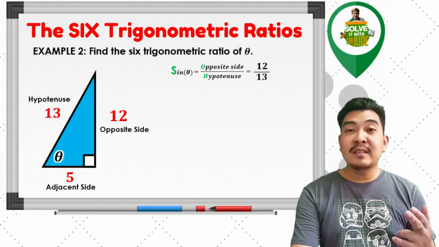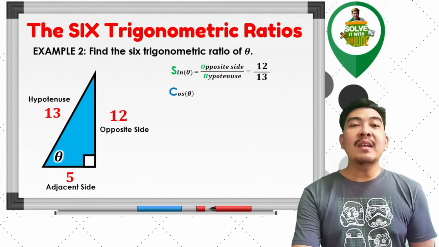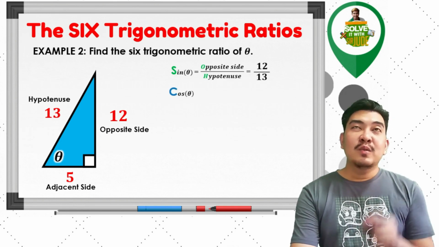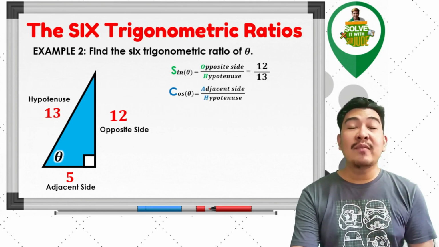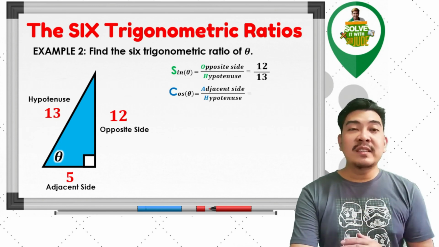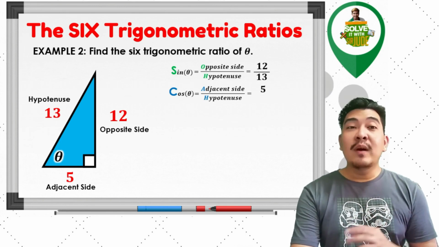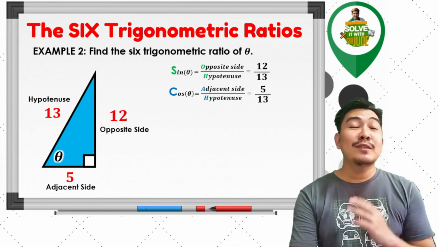Since we have 12 as the opposite side and the hypotenuse is 13 units, next we have cosine theta. So that was for sine, and this will be for cosine. We now have adjacent over hypotenuse. The length of the adjacent side is 5, while the length of the hypotenuse is 13. Thus we have 5 over 13.